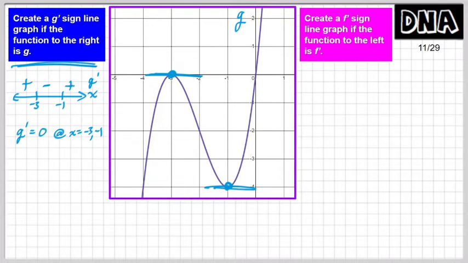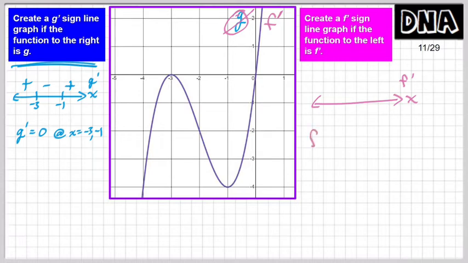The pink one comes along and says, no, it's not G. This is F. It says create an F prime sign line graph if the function to the left is F prime. So now we have an x-axis, but it's for F prime. That other one was for G prime. This one's for F prime. But now the graph is F prime. Okay, so if that's F prime, where are the critical values now? Where does F prime equal 0?